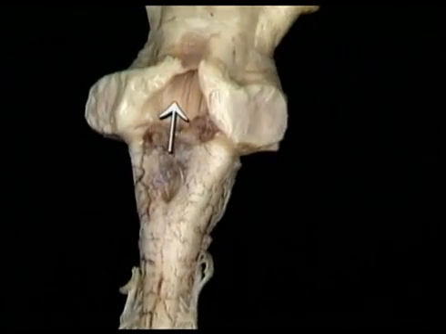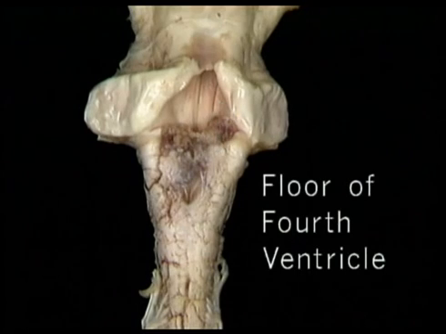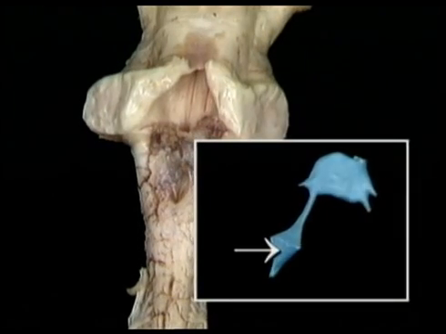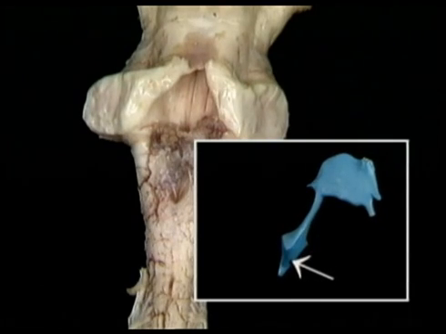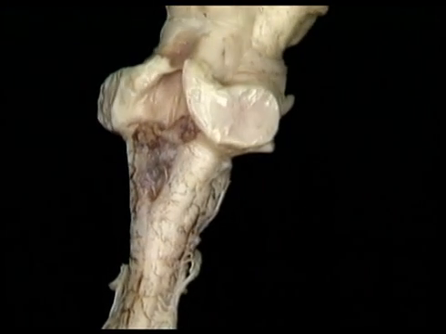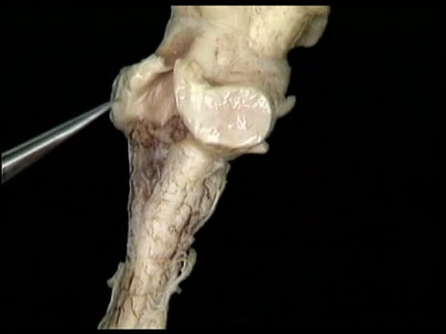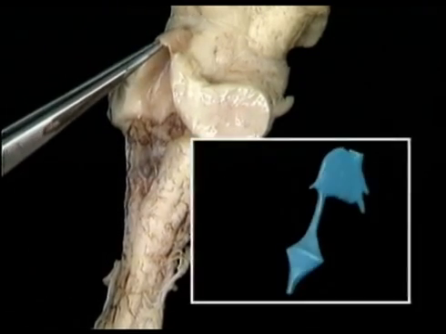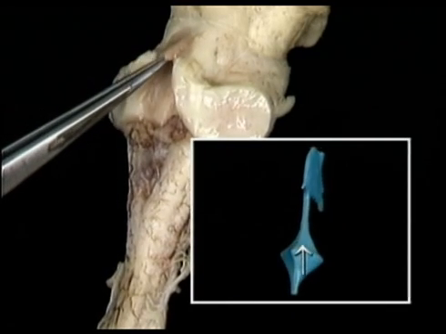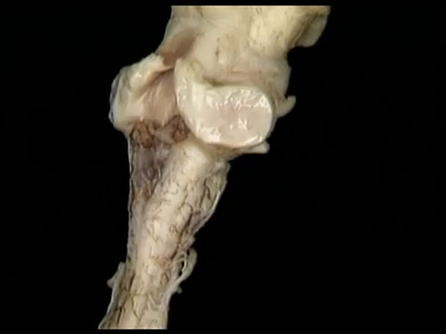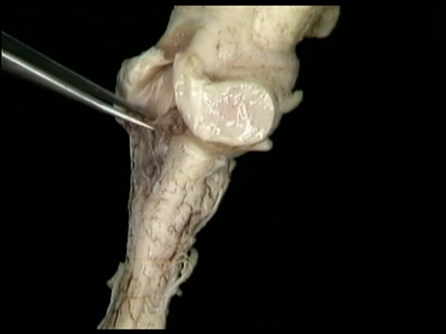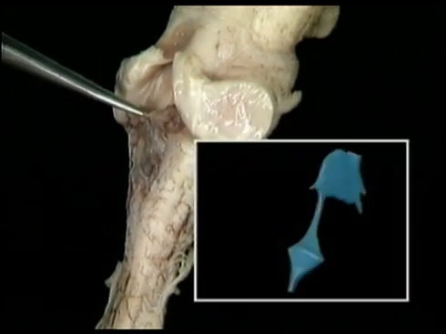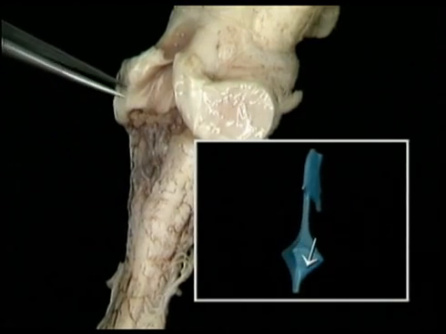The back of the upper part of the medulla forms the floor of the fourth ventricle. On the model, this is the fourth ventricle, this is the floor. This arch of tissue is the superior medullary velum, which forms the roof of this part of the ventricle. This delicate tissue, the inferior medullary velum, forms this part of the roof.